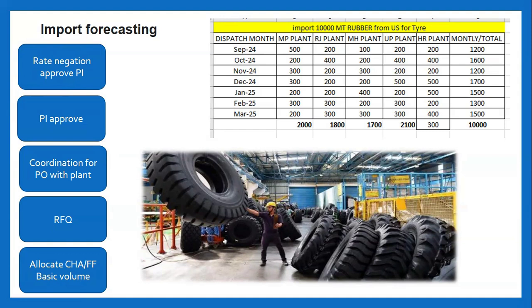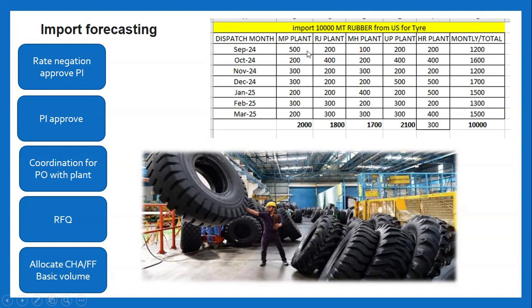After approving this pro forma invoice, we coordinate for the purchase orders of the different units. For the September import, we will coordinate with the MP plant to prepare the purchase order for 500 metric tons of rubber. For the Rajasthan factory, we will coordinate to prepare the purchase order for 200 metric tons of rubber, Maharashtra 100 metric tons, UP 200 metric tons, and Haryana 200 metric tons.